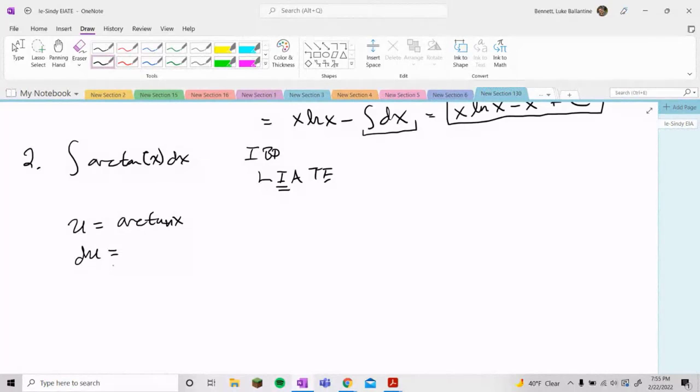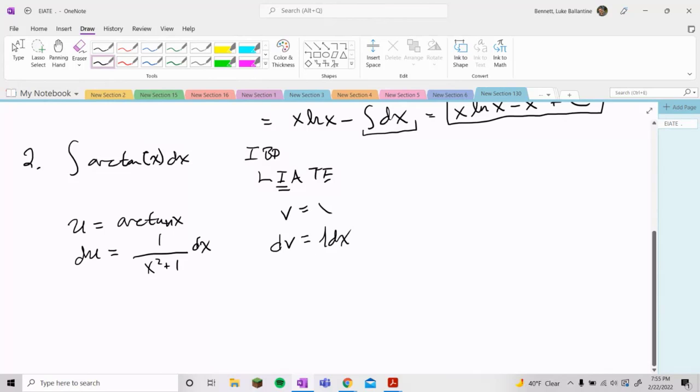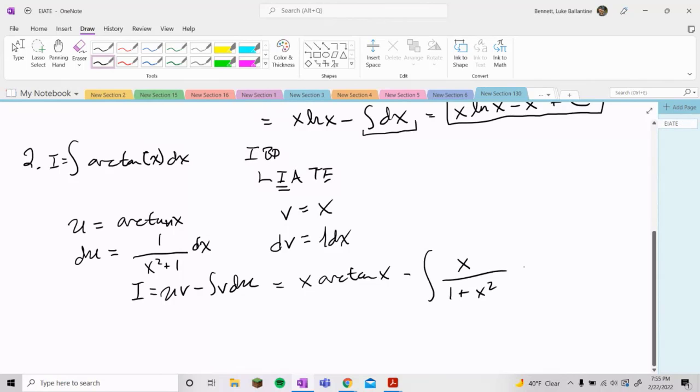Should be 1, and then underneath it's x squared plus 1. Perfect. dx. So dv is just 1 dx, which means v is equal to the integral of this, which is just x. So now we have uv minus the integral of v du is I. So this is x arctangent x minus the integral of v du, x over 1 plus x squared dx.